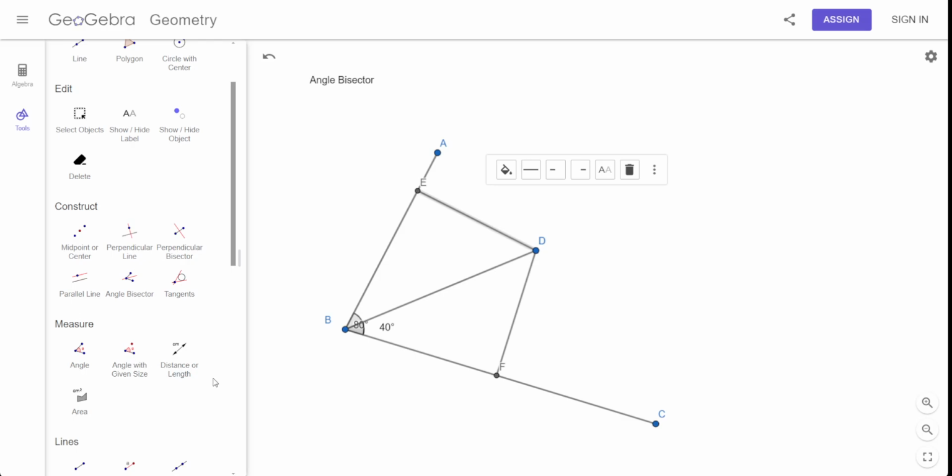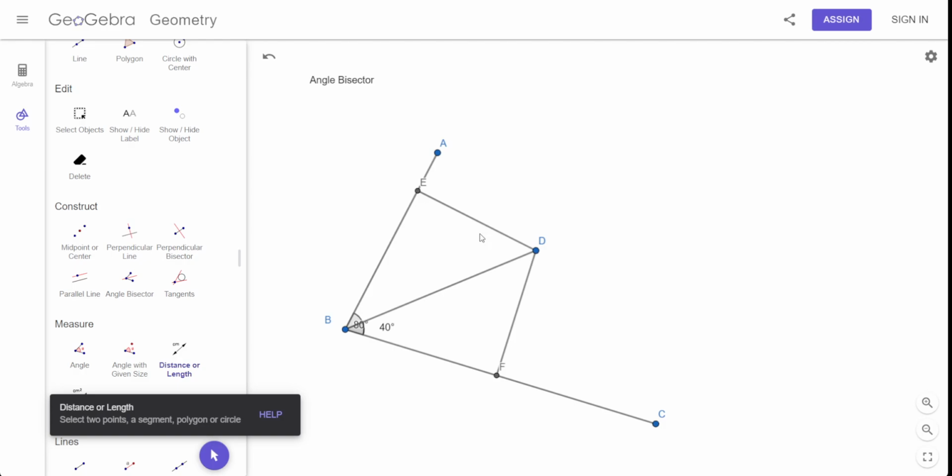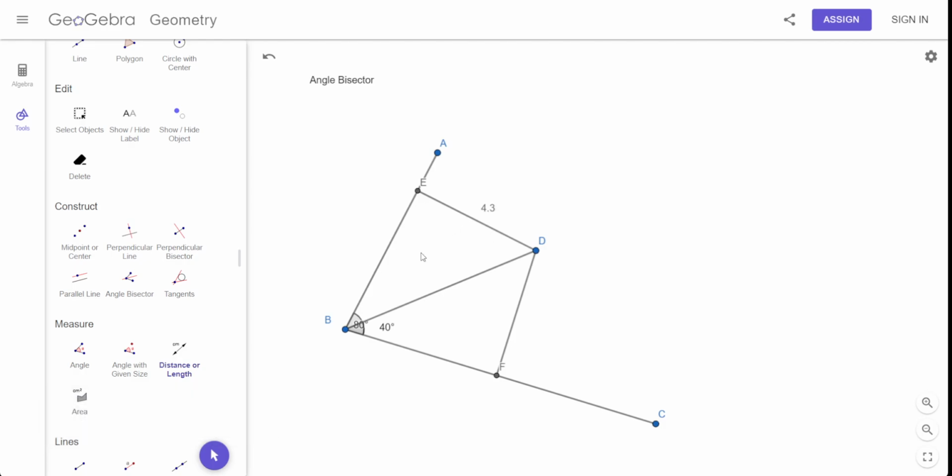It says measure the distance or length. Whoops. I got to hit it first, then I click this. It's 4.3. If I click on this one, guess what? It's also 4.3. What's really cool about it is this. If I move this around, look, I can move it up here. See what it's doing? What's true about that distance? It's exactly the same, okay? When is it the same? It's just when I put a point where? On the angle bisector. Good.